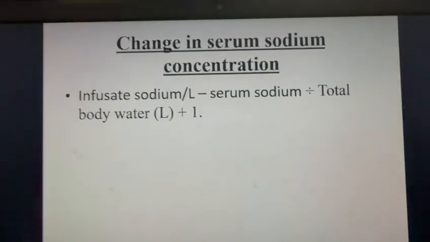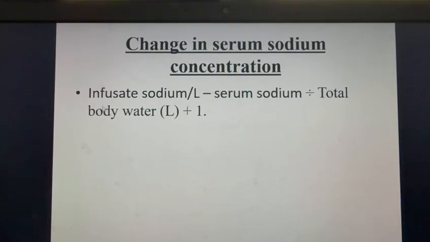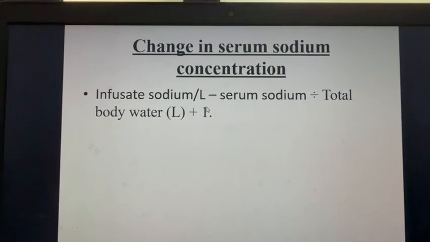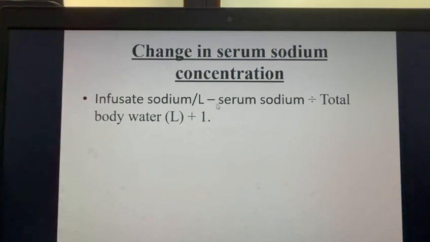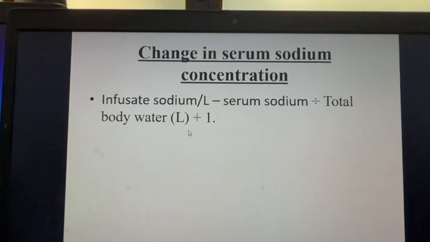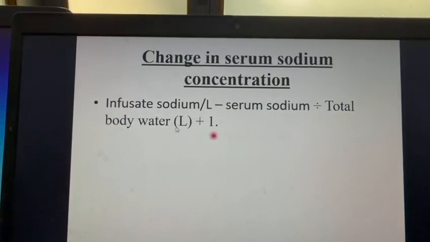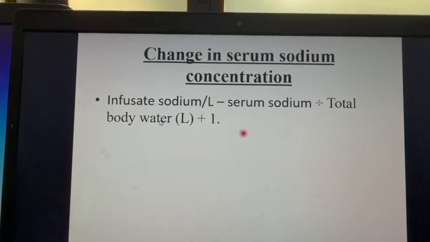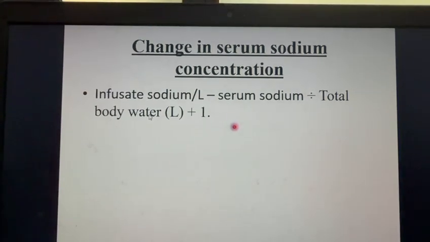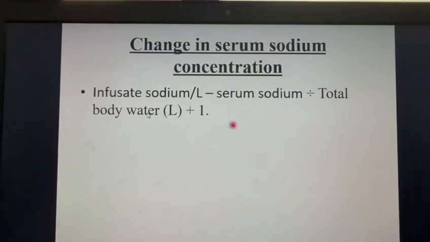The change in serum sodium after administration of IV fluid can be calculated by the formula: infused sodium per liter minus serum sodium, divided by total body water in liters plus 1. Total body water is calculated by 0.5 into total body weight in kg. In this way we can find out approximately how much the sodium will get corrected by administration of 1 liter of that IV fluid.